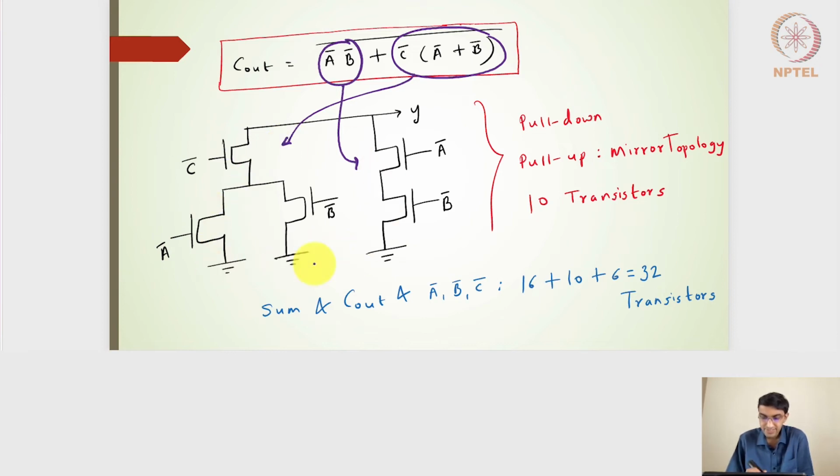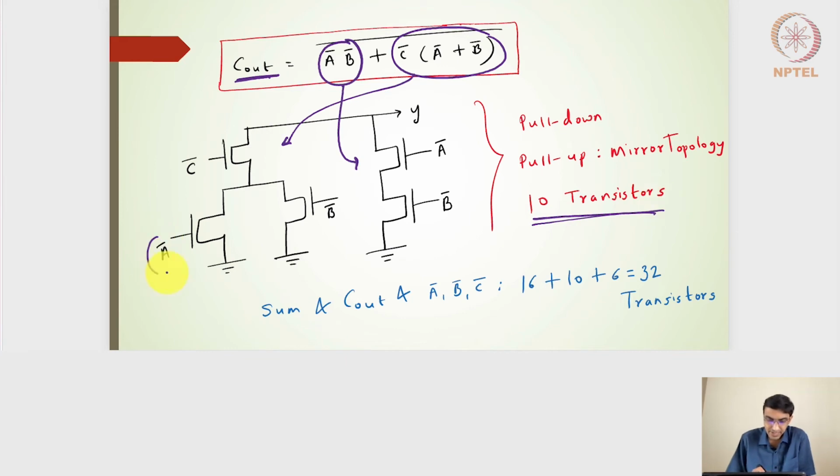So I will have 5 transistors on the pull down side, and then to complete the C out, I will have 5 transistors on the pull up side with a similar arrangement, and then we will get the C out expression, which will take around 10 transistors.